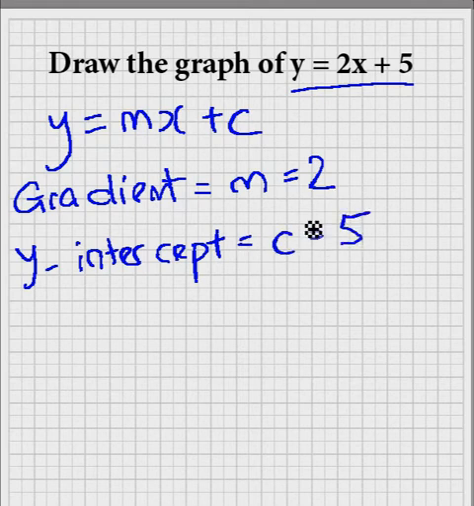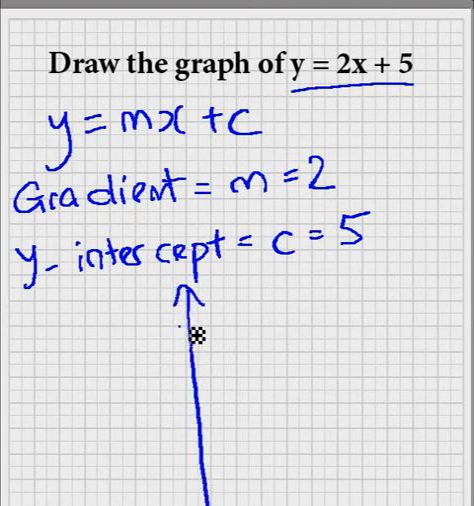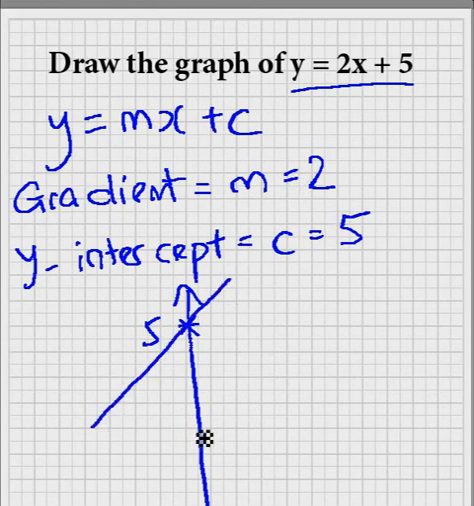With these two pieces of information available, we can draw a simple sketch. The y-intercept will cross the vertical axis at the point 5, and gradient equals 2 means the straight line will look something like this, sloping upwards. Okay, with this in mind, let's draw the graph using the information we have. Before we begin, let's write down the title of the graph, y equals 2x plus 5.